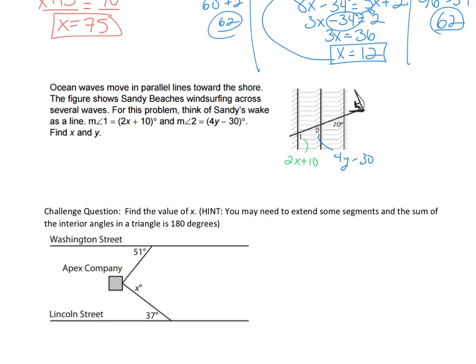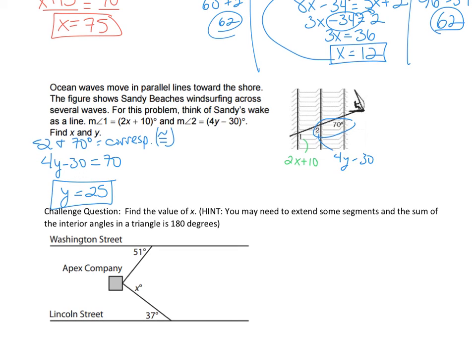For this ocean question and our windsurfing person, we have some different setups. We have a y and we have an x that we need to solve for. So if we look at just the y's, the 2 and the 70 has the y in it, and we need to figure out the name of those angles and then set those up. Angle 2 and our 70 degrees are corresponding angles, which means they are congruent to each other. So we could set them equal to each other. When we solve, we end up with y equals 25.